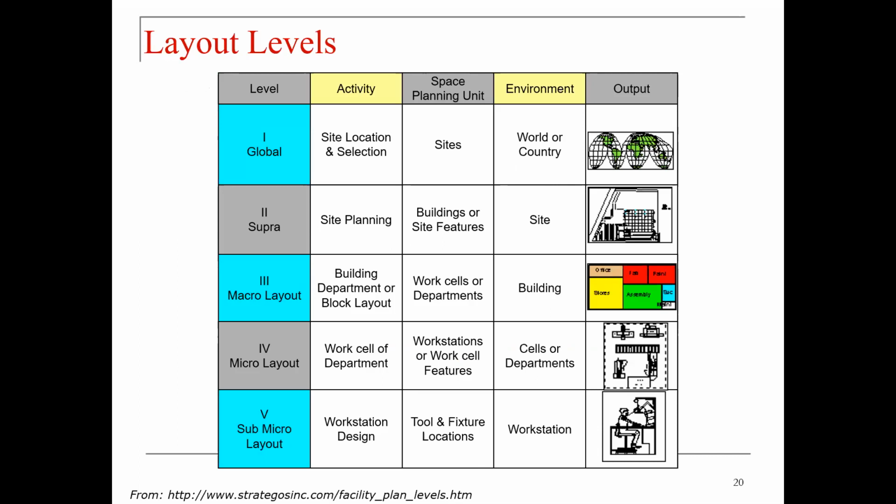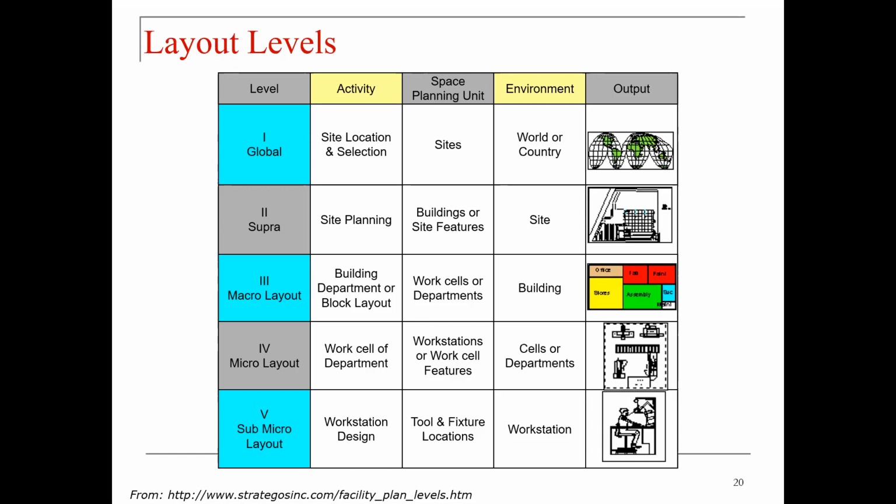There are certain layout levels that are listed here in this table. Level 1 is the global aspect, which includes the site location and selection. The supra level is the site planning, building, or site features. So for example, site location was, okay, I need to locate in Texas. The supra level will say, okay, I need to be located in Austin, Texas.